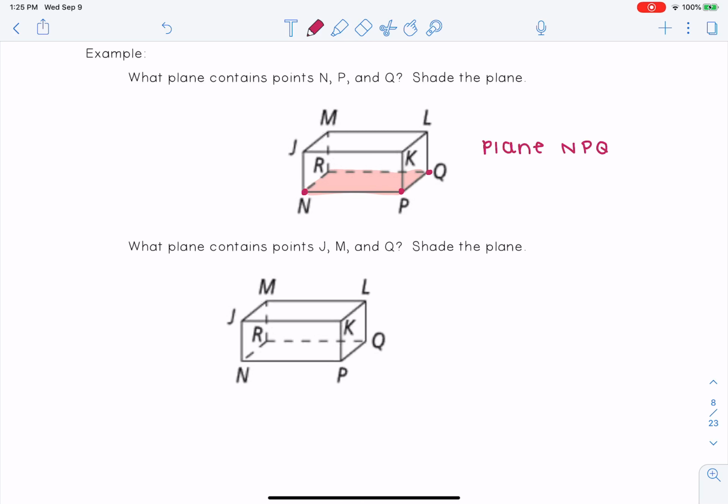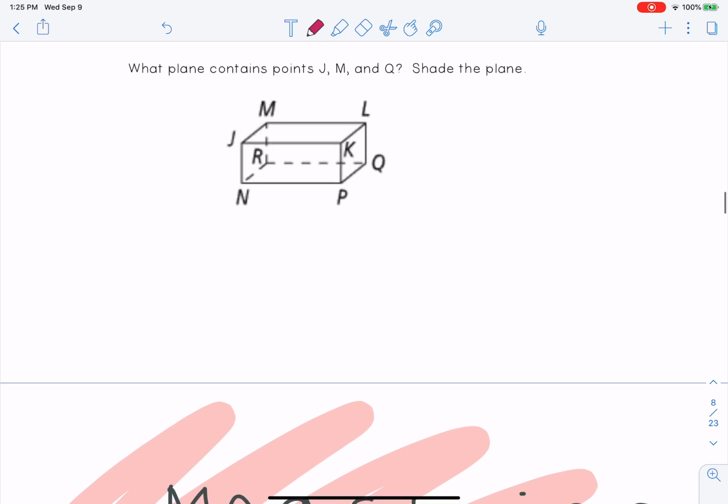Now here's a tricky one. Which plane contains points J, M, and Q? So we need something that goes from the top corner to the bottom. So if I try to connect this, I know this has to go through it, which actually means it's this kind of slide. It's this ramp that goes down. So this is plane JMQ.